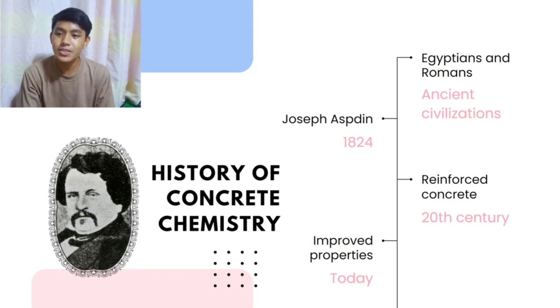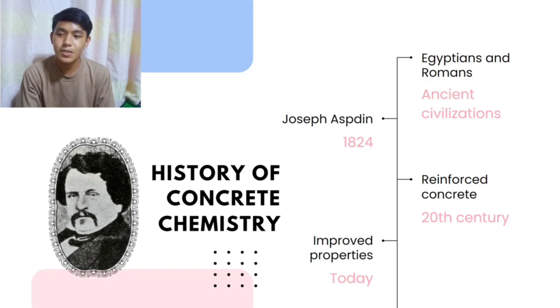In the following years, researchers continued to study the chemical reactions that occur during the hydration of Portland cement, leading to a better understanding of the factors that influence the strength and durability of concrete. In the early 20th century, the use of reinforced concrete, which combines the strength of concrete with the tensile strength of steel, revolutionized the construction industry.